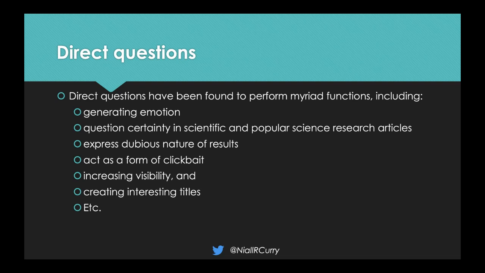When we look at research on direct questions in research article texts, for example, we see that they can be used to generate emotion. They can be used to question certainty of particular scientific findings, to express a dubious nature of results. Often they're critiqued as a sense of something informal in texts, and referred to as things like clickbait in academia, a way to try and pull you in. Incidentally, it works, because studies show that papers with questions in their titles are often more cited and more read. So there you go. It can often create interesting titles as well.